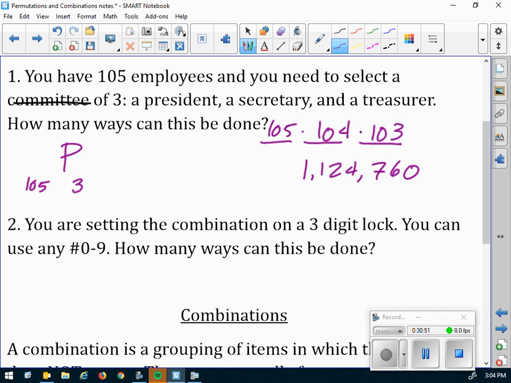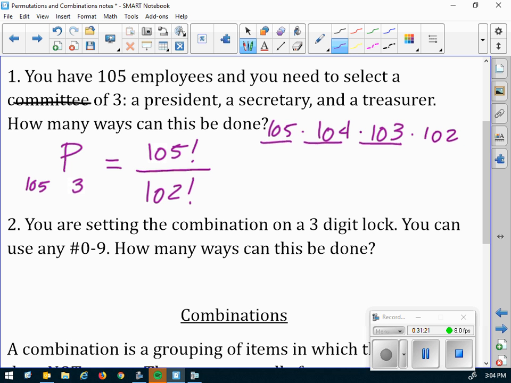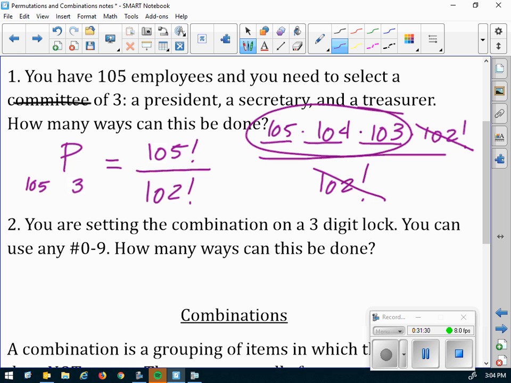Let's do the formula before you would go to your calculator. What's the numerator? It's n factorial over n minus r factorial. So what's the top? 105 factorial over 105 minus 3, 102 factorial. But look, isn't that this? Because it'd be 105 times 104 times 103 times 102 factorial over 102 factorial. Why do all that mess when I can just do this? Okay?